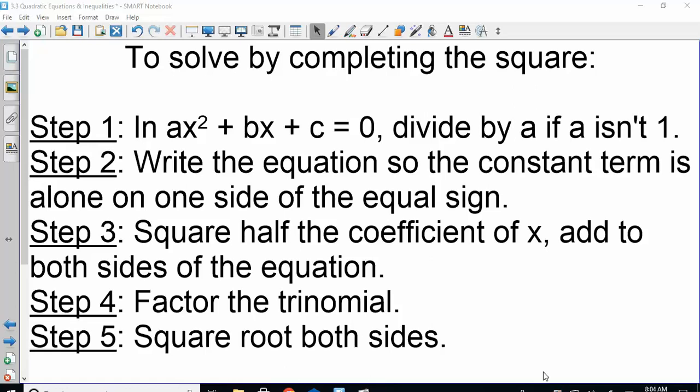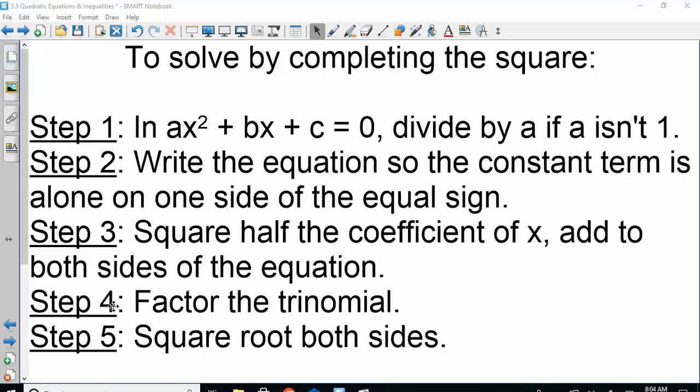We need that first term to be a 1x squared. So if it's any other number, we'll just divide everything by it. If it's a 3x squared, we start out dividing everything by 3. Then we are going to move the constant to the other side, so we'll have everything with the x on one side and the number on the other. And then we will create a perfect square.